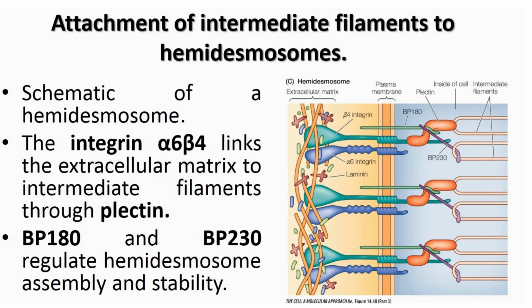Now we have the schematic representation of the hemidesmosome. In the hemidesmosome you have integrin alpha 6 beta 4, integrin alpha 6 and integrin beta 4, and they link the extracellular matrix to the intermediate filaments through plectin. BP180 and BP230 regulate hemidesmosome assembly and stability, and they are used for intracellular communication purposes.